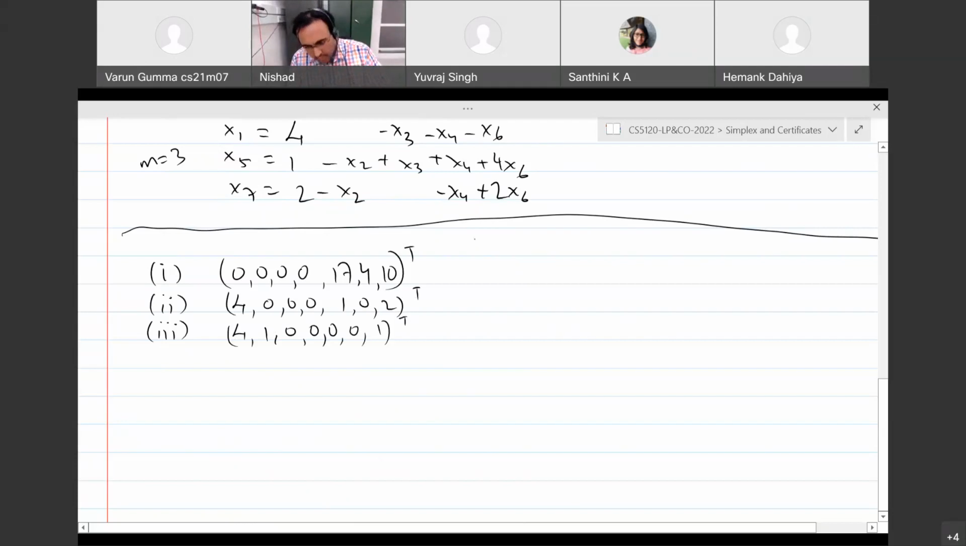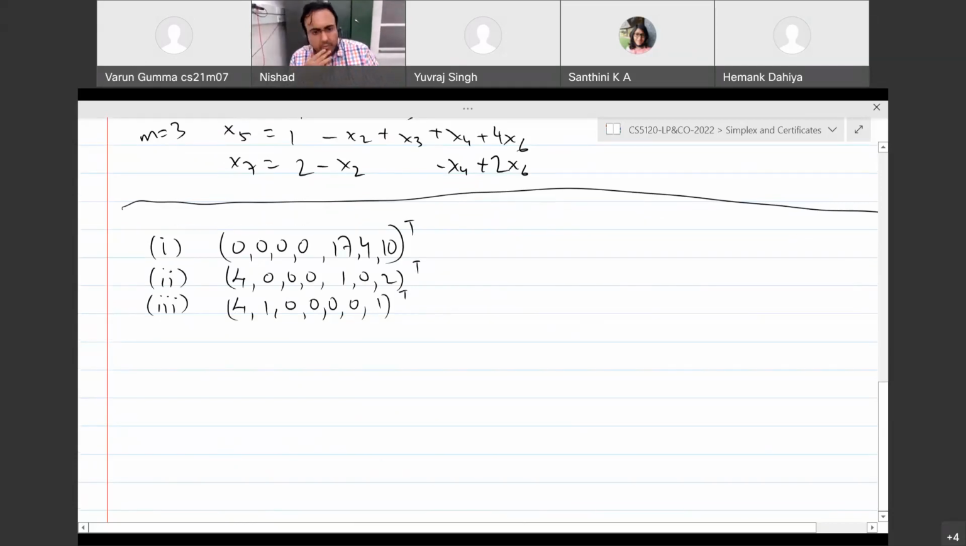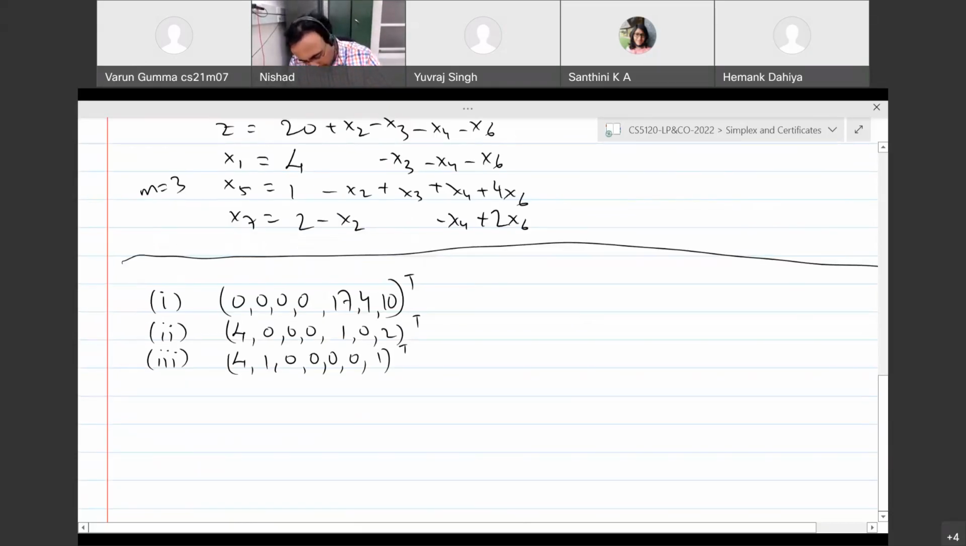And for each of these solutions, we knew what the basis was, right? We talked about basis without writing formal definitions. So I'll just put down the first basis was 5, 6, 7. The second one was 1, 5, and 7. And the third one was 1, 2, and 7. And the values went from 0 to 20 to 21.